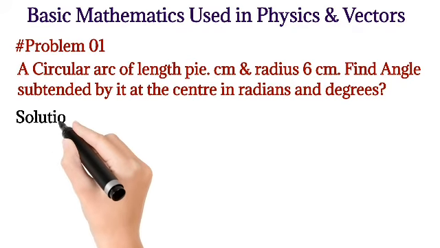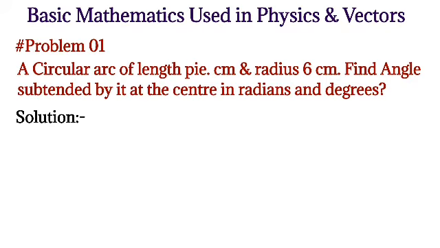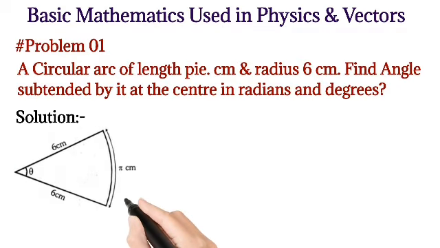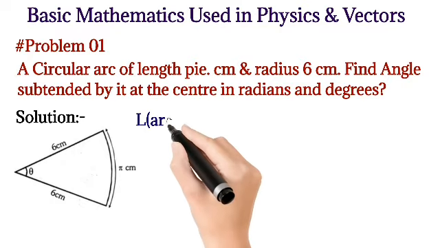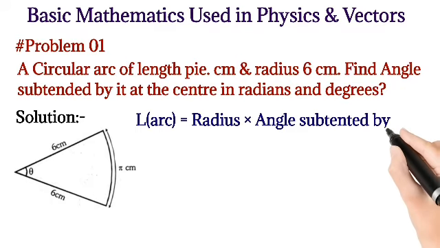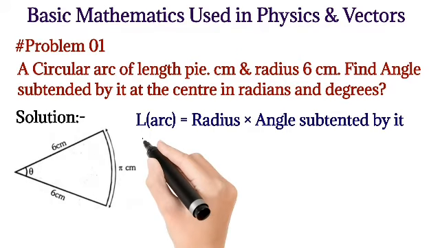In this problem, it has been given that the radius of the arc is 6 centimeter, you can see in the figure, and the length of the arc is pi centimeter, and we have to find the angle subtended by it, that is theta. As we know, the length of the arc is equal to the product of the radius of the arc and the angle subtended by it.